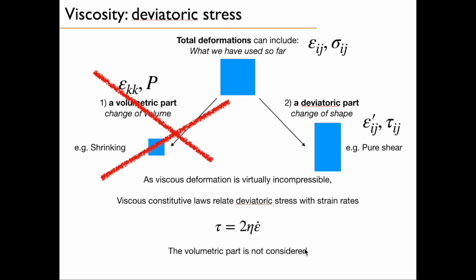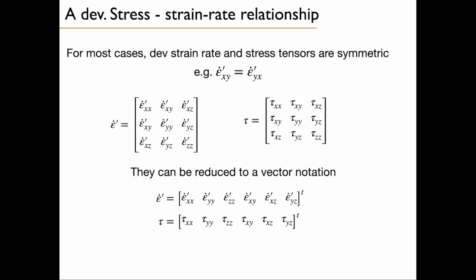There is no constitutive law for obtaining the pressure, for example, here. So the pressure is not defined by the rheology. So let's go back to explicitly writing the deviatoric strain rate and the deviatoric stress tensor. So in most cases, these tensors are actually symmetric. So this means that epsilon dot prime xy is equal to epsilon dot prime yx.